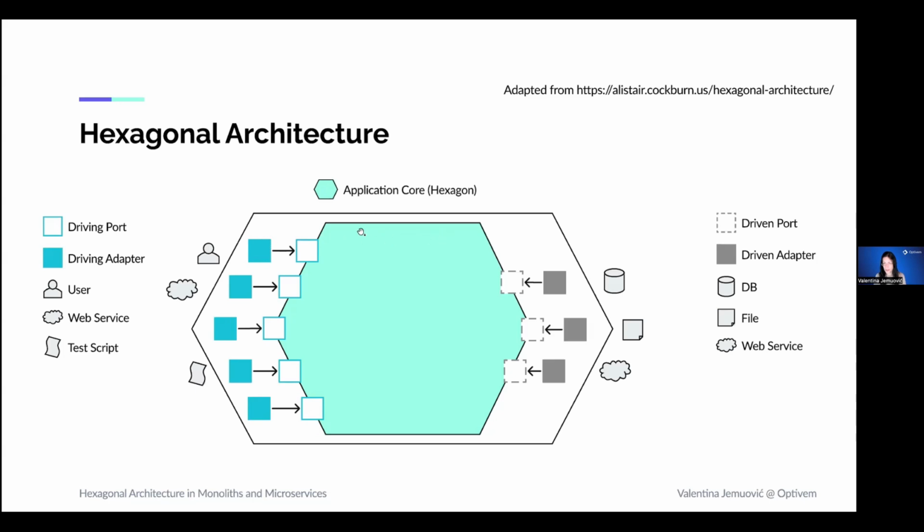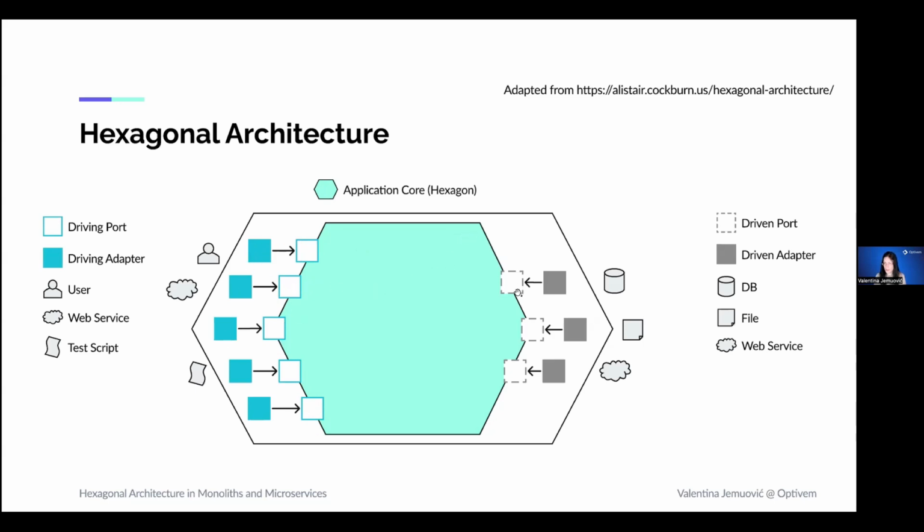Then we have the application core or the hexagon, and that contains the meat of the application, containing all the business logic. We have driving ports on the left-hand side, and these expose use cases. Examples could be to place an order, to cancel an order, to approve an order. Those are the use cases which are at the boundary of the application, and adapters can call the use cases.